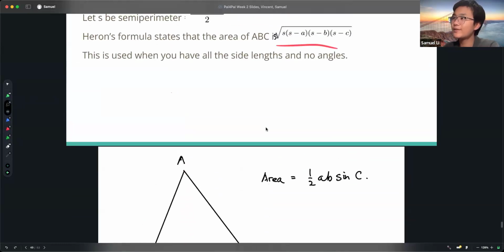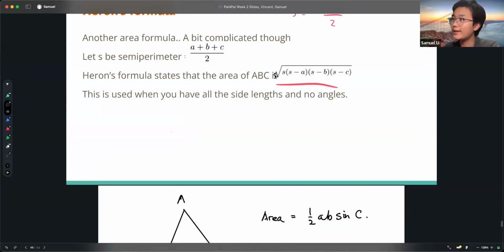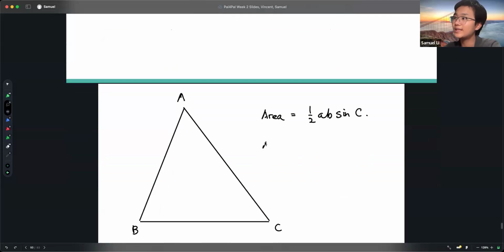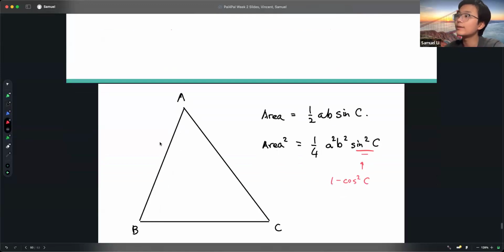So first things first, the area of this triangle is just an expression with a huge radical above it. So it makes sense to prove that area squared is equal to a fourth times a squared b squared sine squared c. Another advantage of this is the sine squared c part. We know sine squared c is equal to 1 minus cosine squared c.